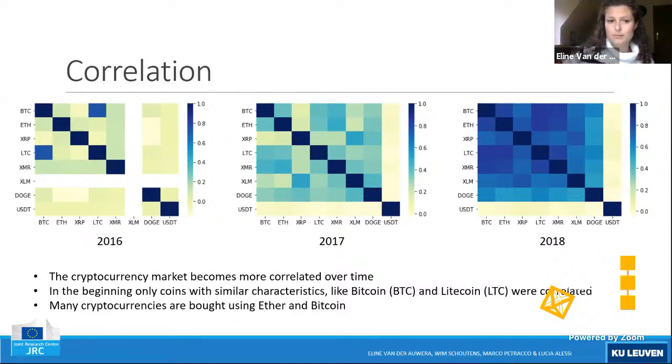But if we move through time to 2017 and then 2018, we see that the market becomes more and more intercorrelated over time. So not only the cryptocurrencies with similar characteristics are correlated, but the whole market seems to move as a whole. One possible reason for this is that other cryptocurrencies are often bought with Bitcoin or Ether, which is the currency of Ethereum. And because other cryptocurrencies are bought using these two currencies, the whole market relies on their price, and therefore the market is so intercorrelated over time.